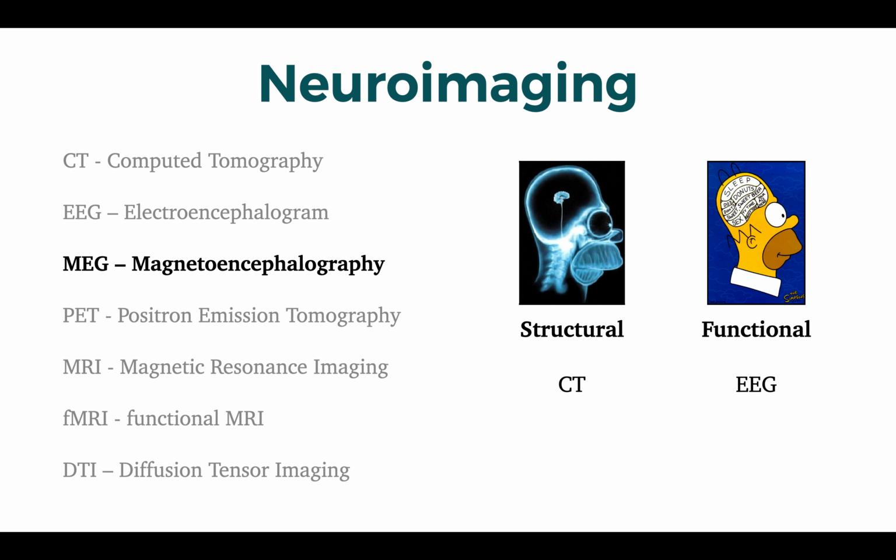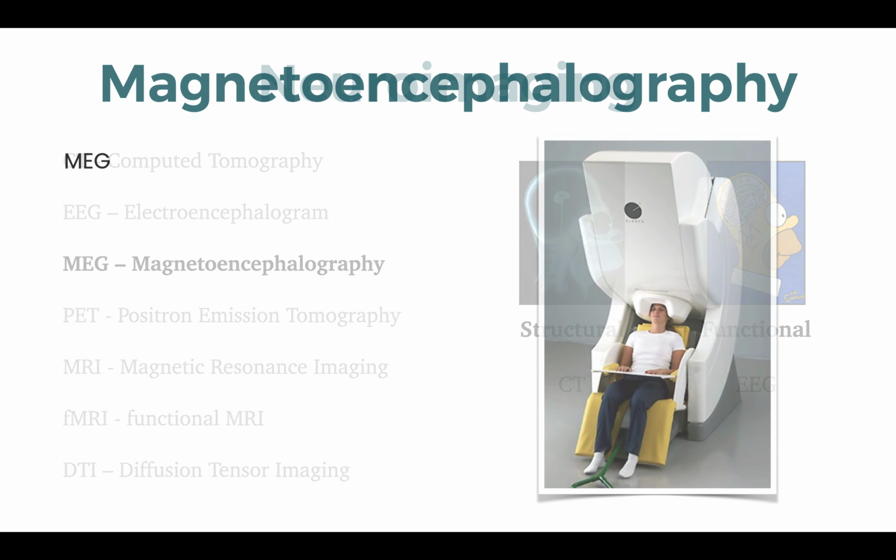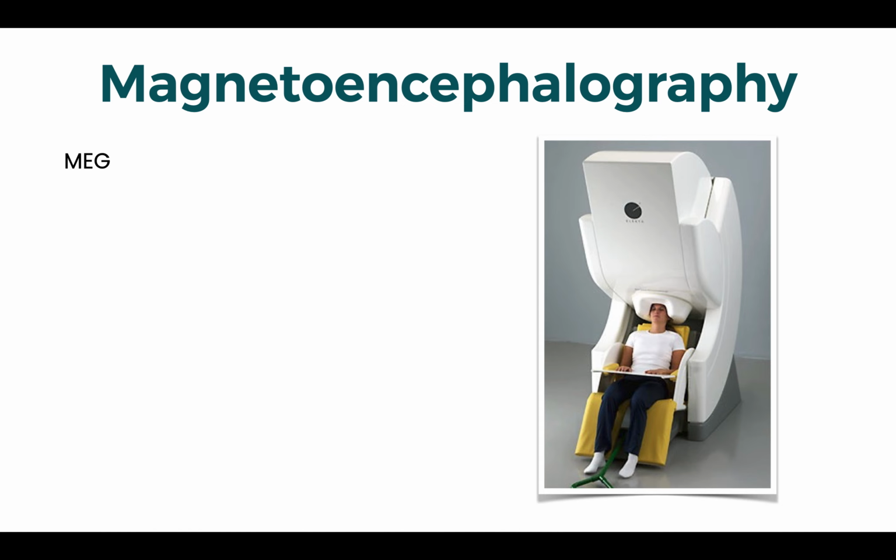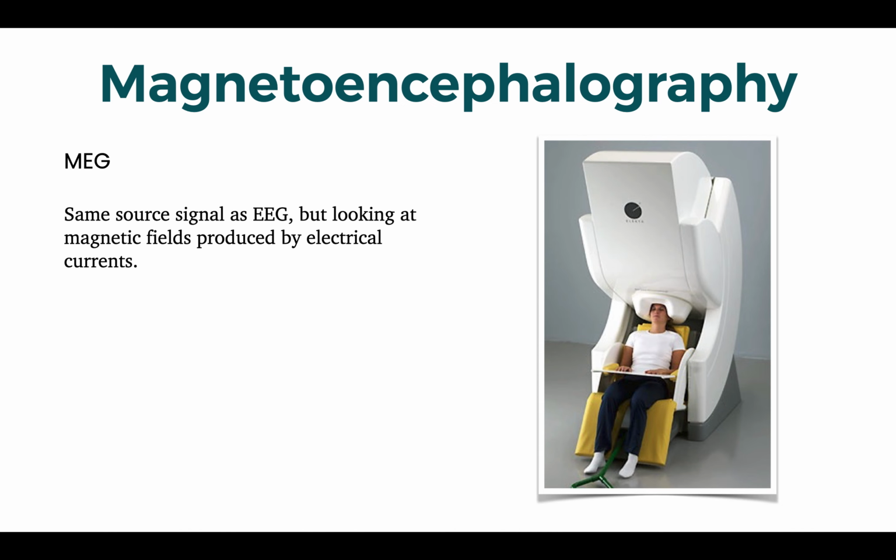Okay. Now, MEG is kind of just another take on EEG. So it's relying on the same source signal as EEG, right? So magnetoencephalography is not necessarily looking at the electricity itself. It's looking at the magnetic fields produced by those electrical currents. So it's still a direct measure of neural activity because it's looking at the actual neural currents, right, and their magnetic fields.